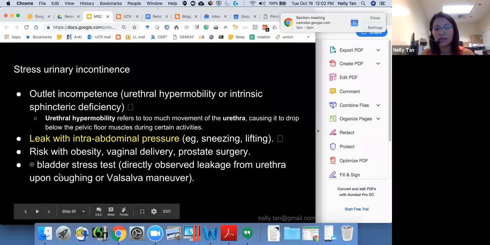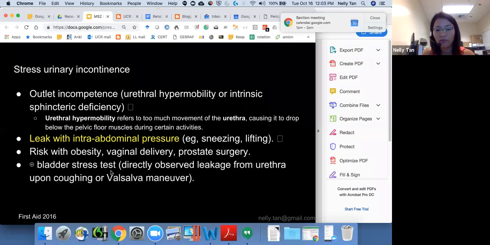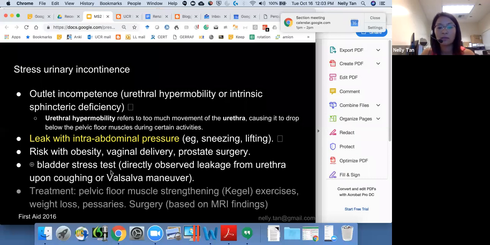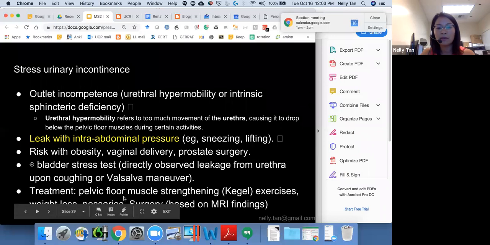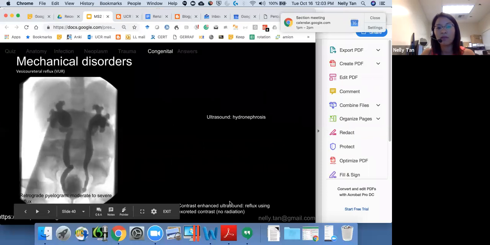There are different ways of diagnosis. One test per the first aid is a bladder stress test. You just have them Valsalva or cough, and then you can watch them leak. If it's mild, patients can treat it with Kegel exercises, which are just pelvic floor muscle strength exercises. If it's severe enough, then they can get surgery to address it based on what the MRI findings show.